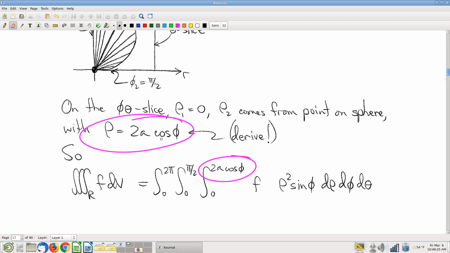Everybody see the process? Doesn't it look familiar? Really, really smacks of cylindrical coordinates, just different shaped slices. Right? Different kind of slices, but it's still morally the same idea.